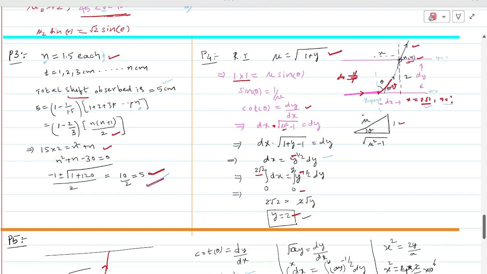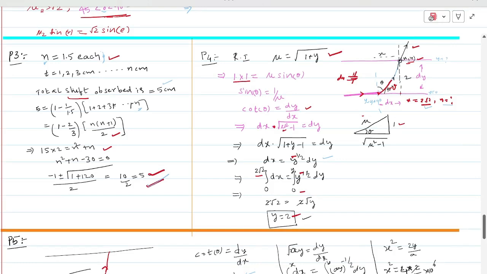So another application. Here is the variation of refractive index with respect to height. So the medium of thickness T. With respect to y, the refractive index is varying. Let's consider the thickness of a small element is dy. That means the refractive index varies with respect to y as mu equal to root over 1 plus y. And here the light is grazing along the surface, which is at y equal to 0 and x equal to 0, the origin.